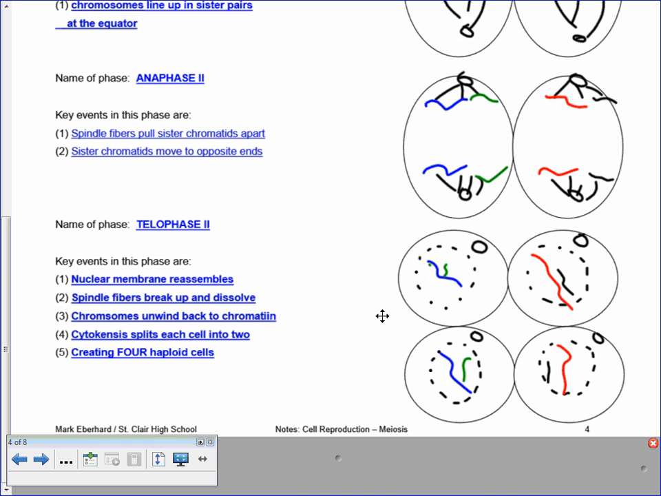Yes? So you can see we cut the number in half. Notice we don't have a cell with a blue-red combination because then you would have 2 of the same homolog. You'd be missing a hair color gene. You'd have 2 skin color genes. We don't want that. You got to have 1 of each gene. 1 of each gene. Right?